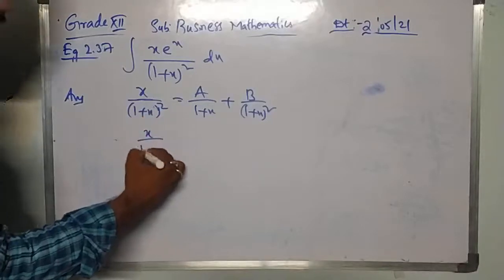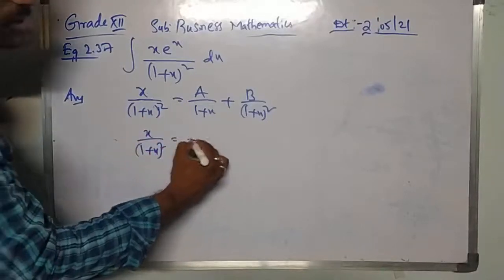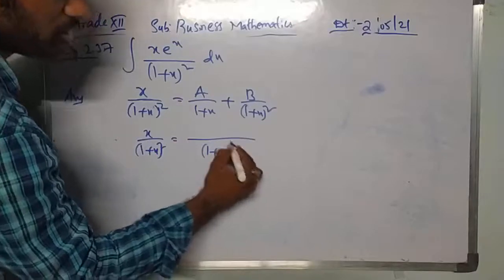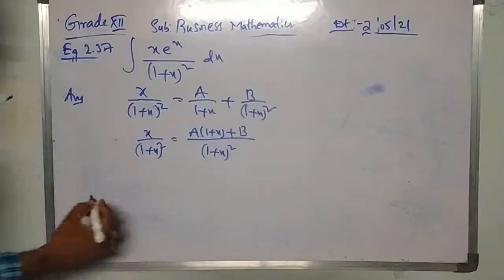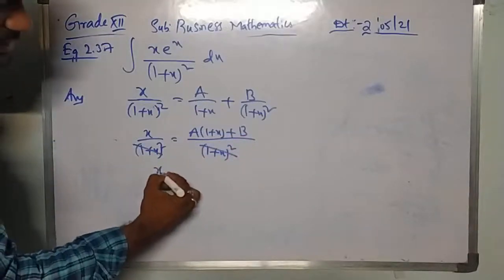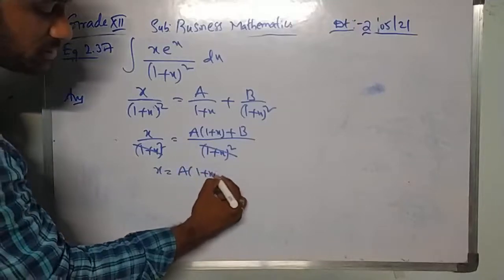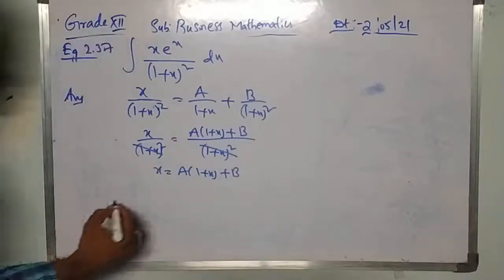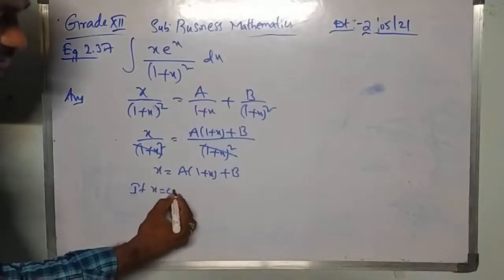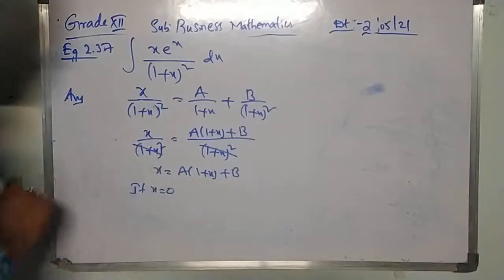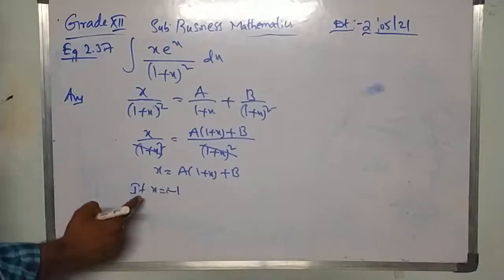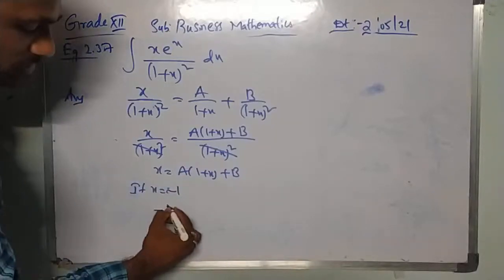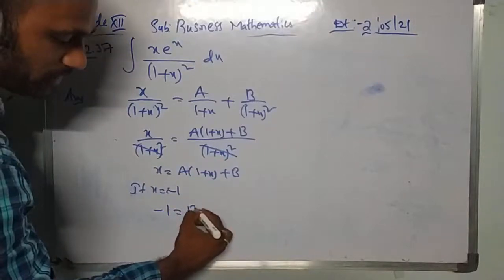So x by 1 plus x whole square is equal to, with 1 plus x whole square as the LCM, a into 1 plus x plus b. So 1 plus x whole square gets cancelled. The final equation is x equals a into 1 plus x plus b. If x is 0, there is no value, so let us put x as minus 1. Then the equation becomes minus 1 equals b, so the b value is minus 1.